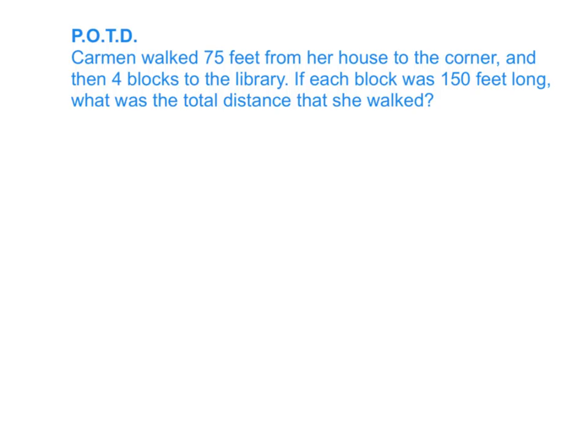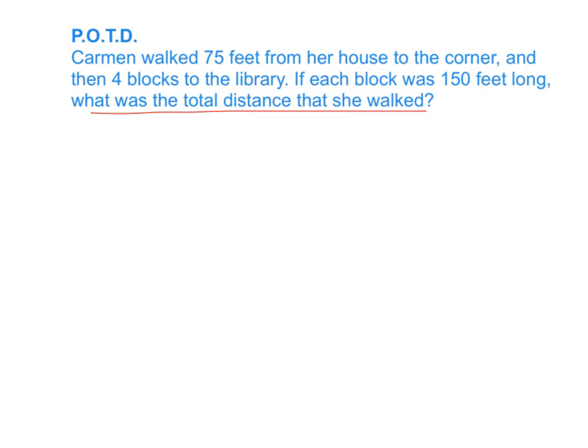Carmen walked 75 feet from her house to the corner, and then another 4 blocks to the library. If each block was 150 feet long, what was the total distance that she walked? First of all, we have to figure out what the problem is asking. Harshita? What was the total distance that she walked? We want to figure out the total distance that Carmen walked. What important information do we need in order to solve this problem?